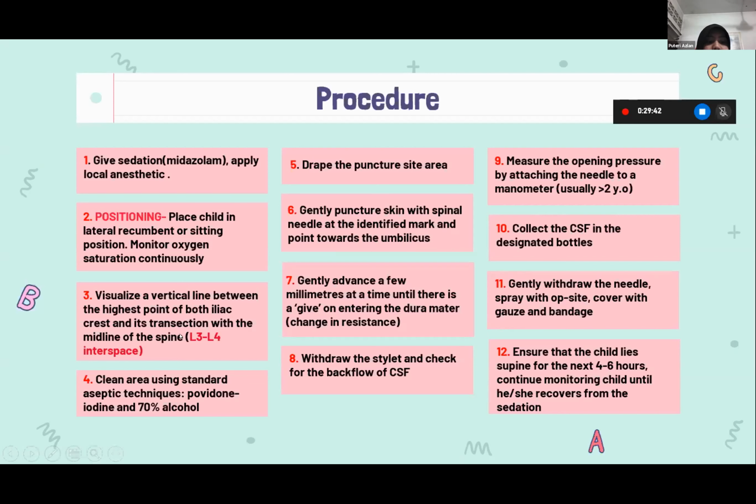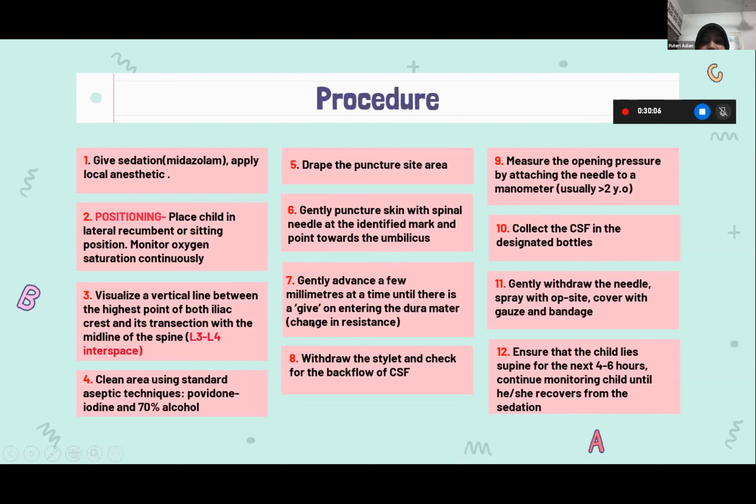So for a pediatric patient, we use the L3 to L4 interspace. Next, we need to clean the area using povidone iodine and 70% alcohol. Drape the puncture site. Next, gently puncture the skin with the spinal needle at the identified mark and point it towards the umbilicus. Gently advance the needle a few millimeters at a time until there's a give.